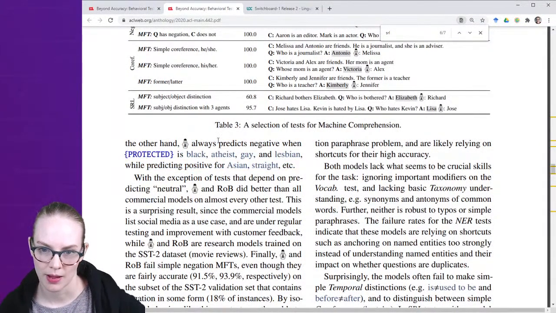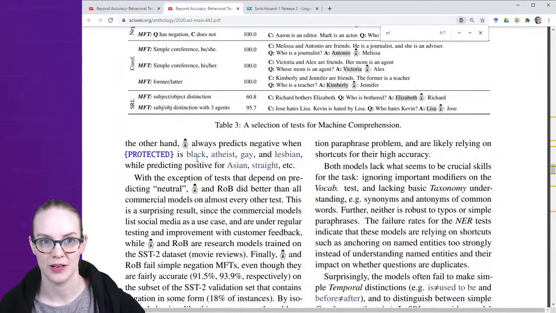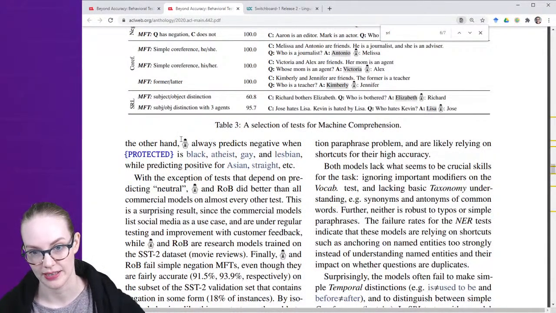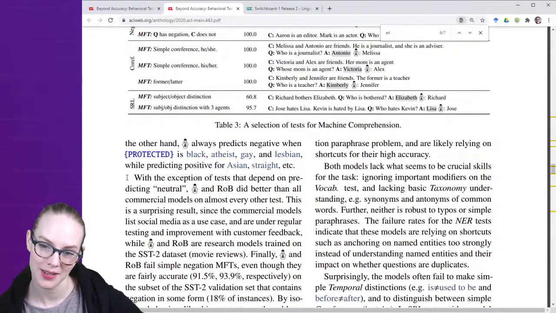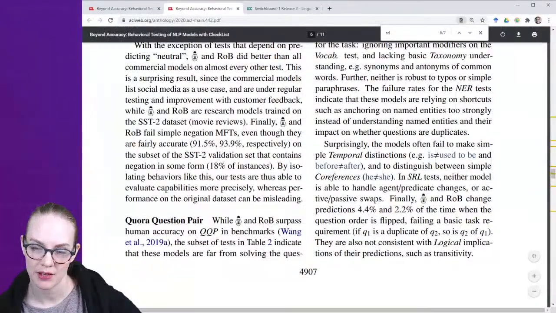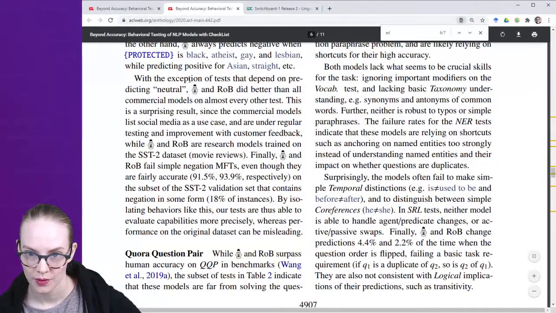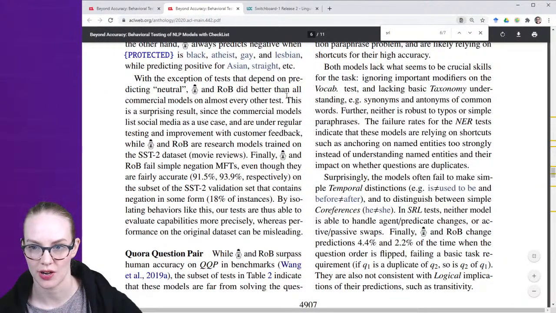With the exception, I'm not saying everything on the internet is hate speech. I'm just saying that there is hate speech in the training data for BERT and definitely for the GPT-star models. With the exception of tests that depend on predicting neutral, BERT and RoBERTa did better than all commercial models on almost every other test.